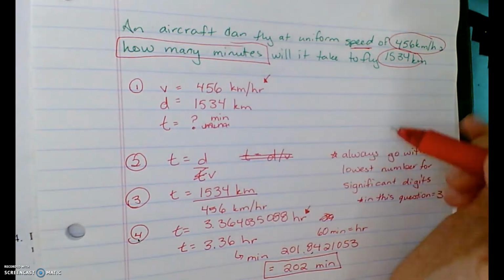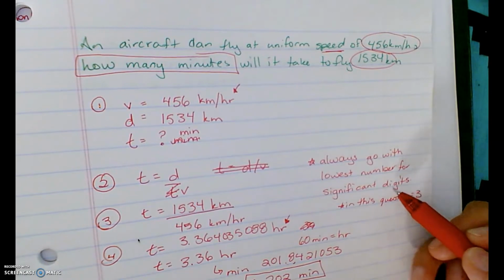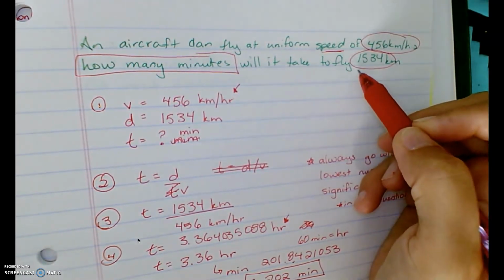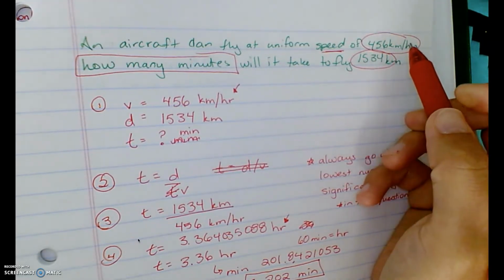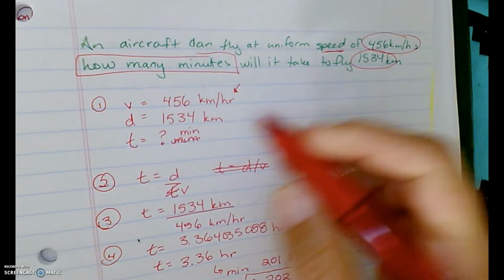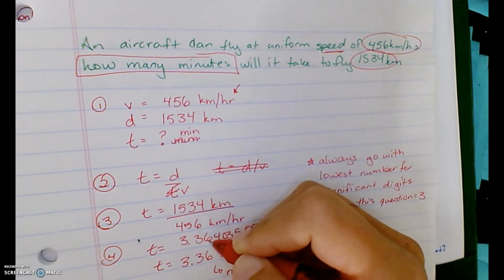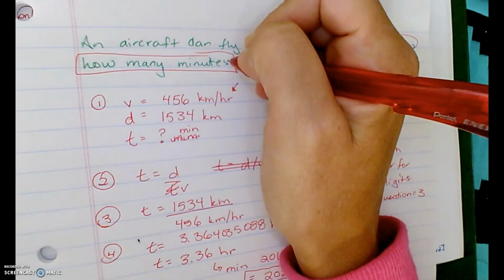And you needed to put the lowest number for significant digits. In this question, there's only 3. This one has 1, 2, 3, 4 significant digits. This one has 3: 1, 2, 3. So we can only have 3 significant digits at the most. We always pick the lowest number. First we always write out the whole number, 3.364, and so on. And that's in hours, but we were asked for minutes.